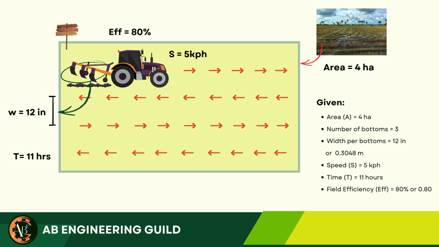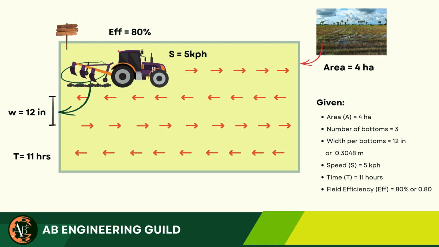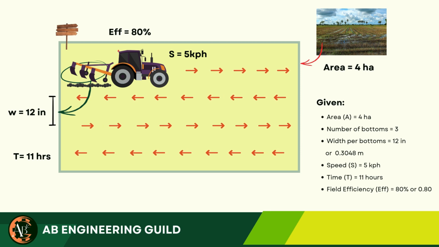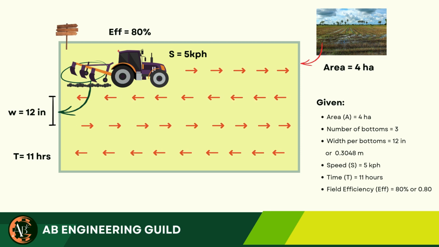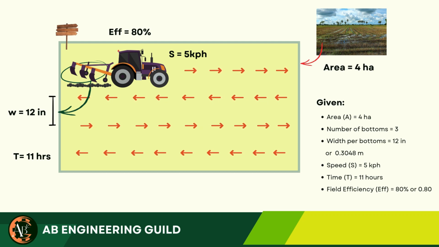The total area to be plowed is 4 hectares. The equipment used is a mounted plow with 3 bottoms. For those who may not be familiar, the number of bottoms refers to the individual plow blades attached to the frame. Each one cuts a separate furrow in the soil. Each bottom has a width of 12 inches, which is equal to 0.3048 meters. The tractor pulling the plow moves at a speed of 5 kilometers per hour. The entire task must be completed within 11 hours.